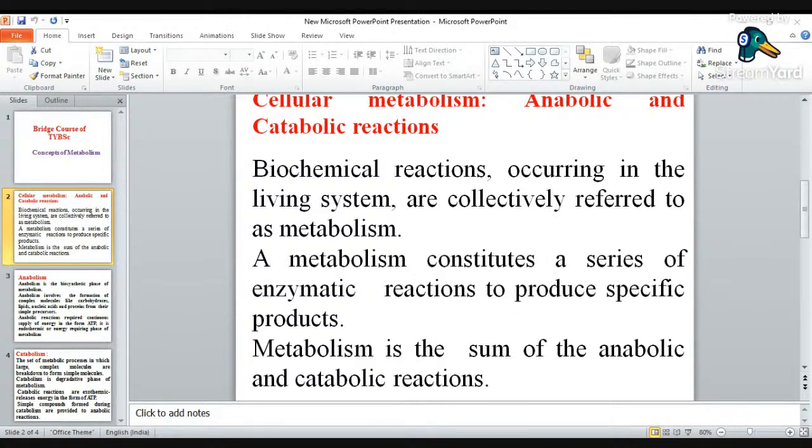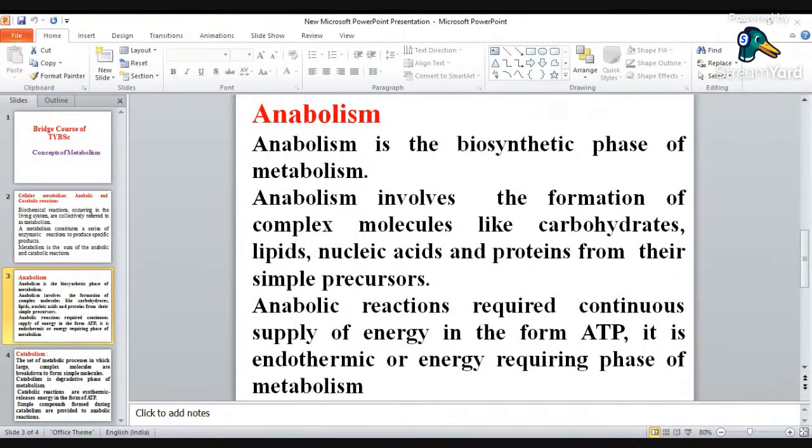Now next, we have seen the concept of anabolism. Are you able to see this? Anabolism is the biosynthetic phase. Anabolism involves formation of complex macromolecules like carbohydrate, lipid, nucleic acid and protein from simple precursors. They are formed from simple precursors. Hence it is the biosynthesis process. It requires a continuous supply of energy. What does anabolism need? Continuous energy is required.